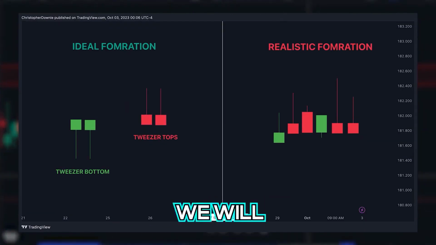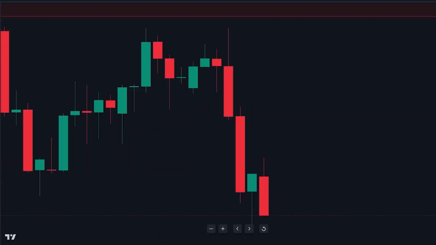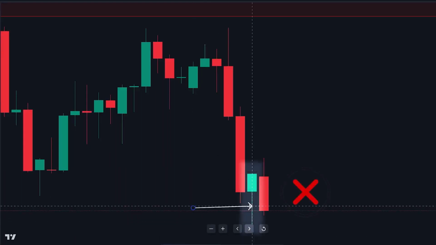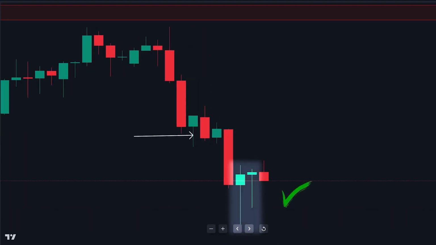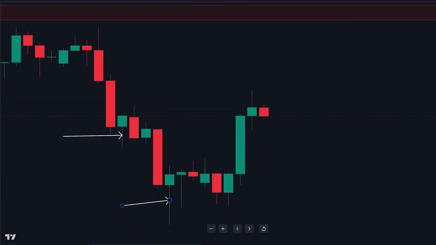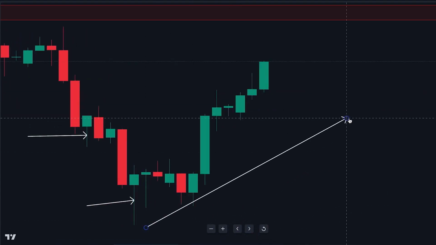The first formation we will discuss is called the tweezer candle formation. This candle pattern is formed when sellers or buyers begin to lose control in the market. The candle pattern is defined by 2 or more candles with long wicks to the downside or upside and a small body. This candle pattern is most significant when it forms during a strong trending market and will indicate a potential incoming reversal.